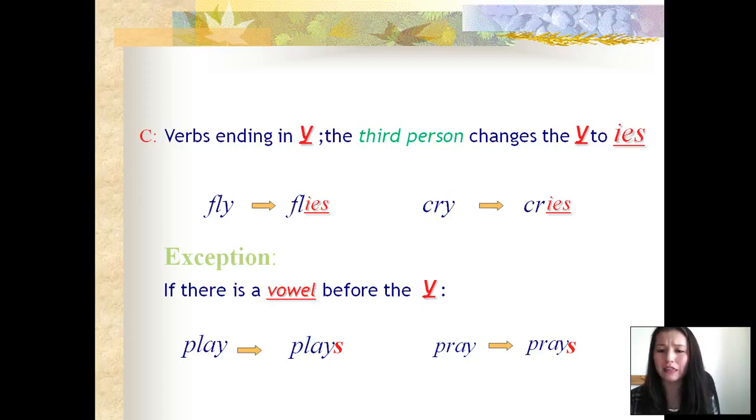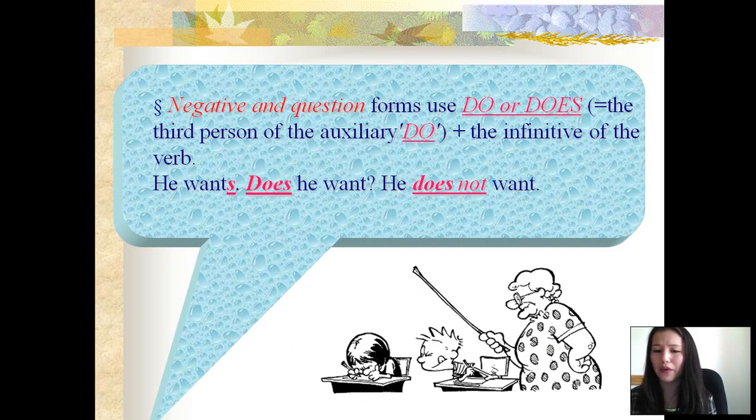For verbs ending in y, in the third person we change the y to i, and also we add es. For example, I fly and she or he flies. I cry and she or he cries. For exceptions, if there is a vowel before the y, in this case we just add s. For example, I play and he plays. I pray and he prays.